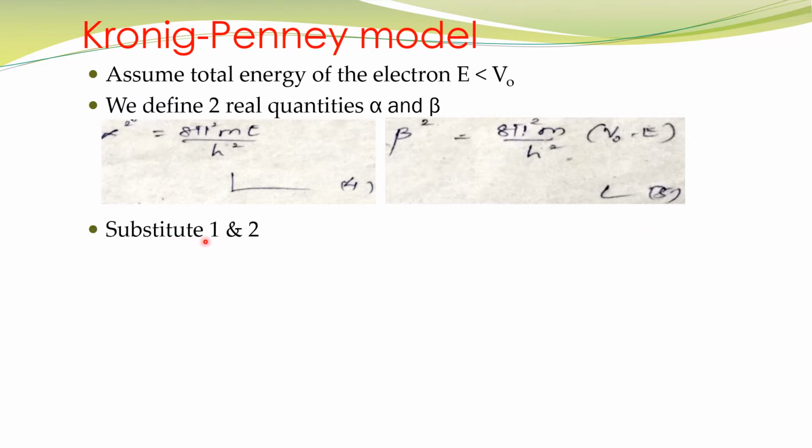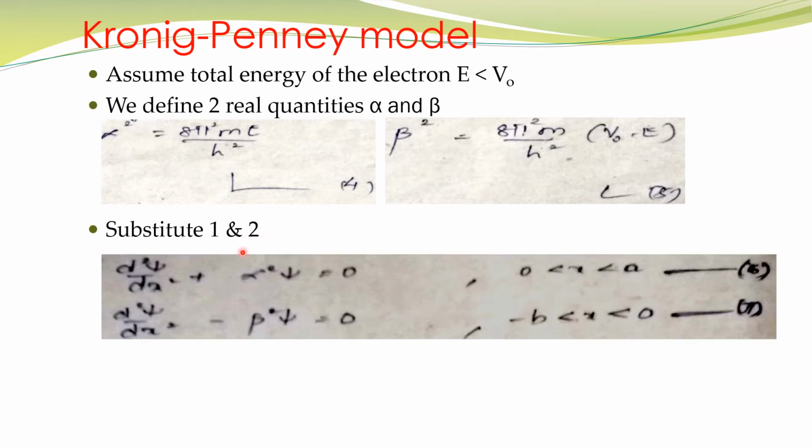Substituting equation 4 and 5 in equation 1 and 2, we get d square psi upon dx square plus alpha square psi is equal to 0 for the first region and d square psi upon dx square minus beta square psi is equal to 0 for the second region. This is equation number 6 and equation number 7.